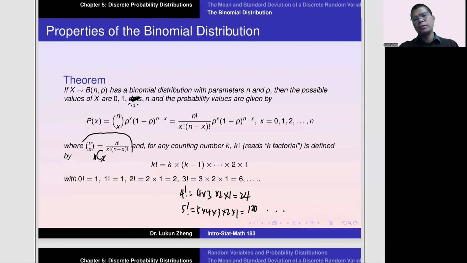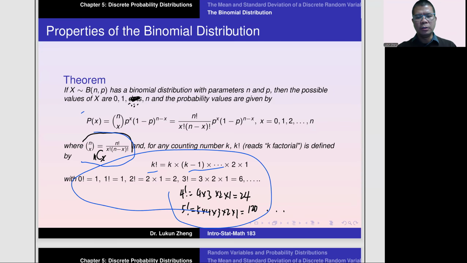So then the properties of the binomial distribution, right? For the binomial distribution with parameters n and p, this is going to be the formula, and the coefficient is given here. Factorials are given, all right?